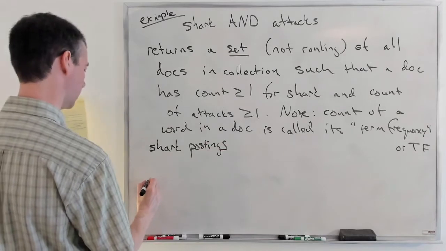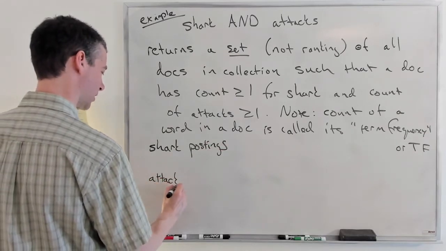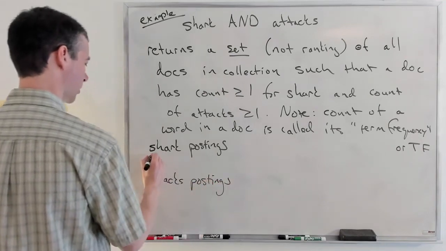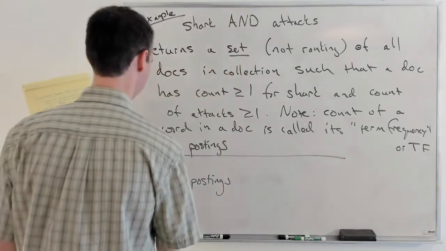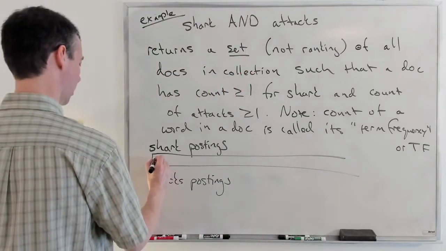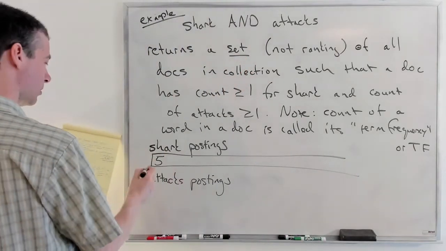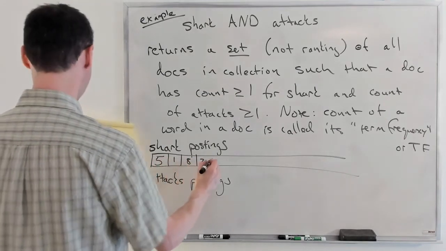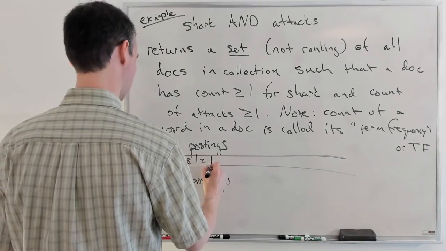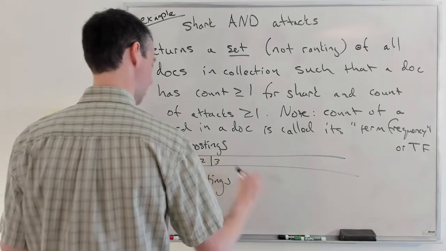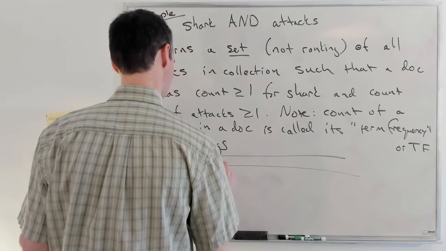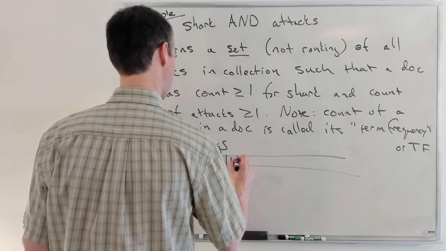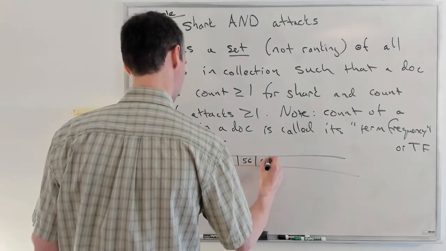And we would have a list of postings for the attacks. So we're going to end up with an array here. And shark is found in document 5 once, document 8 twice, document 23 once, document 56 six times.